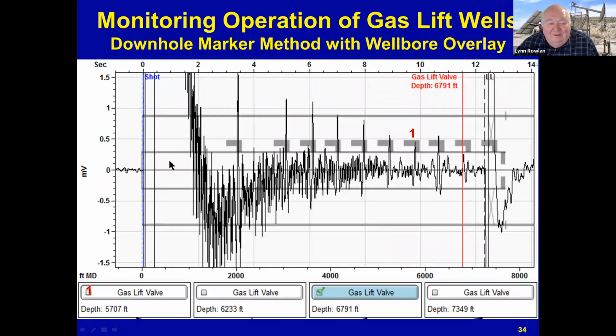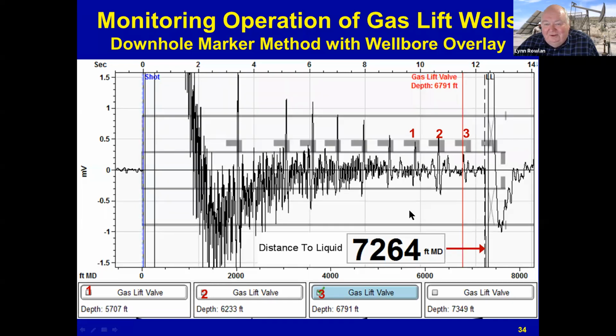And here I've overlaid the wellbore to show that you can use these markers, these gas lift valves. And here's a gas lift valve right there. And there's a gas lift valve at that depth, and we can identify the gas lift valves. And the direction of the kick sometimes can be used to tell us we've got a hole or a kick that doesn't belong there. And then we use the deepest gas lift valve to determine distance to liquid. And that's the downhole marker method.